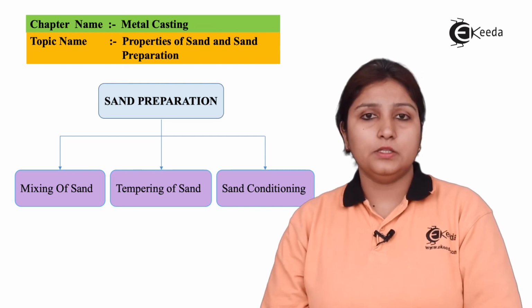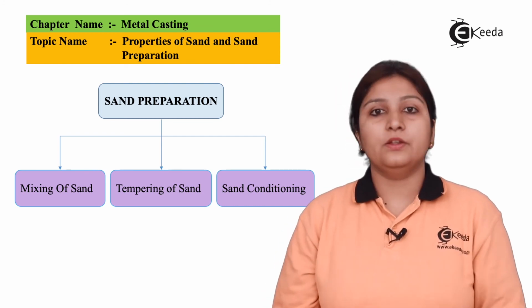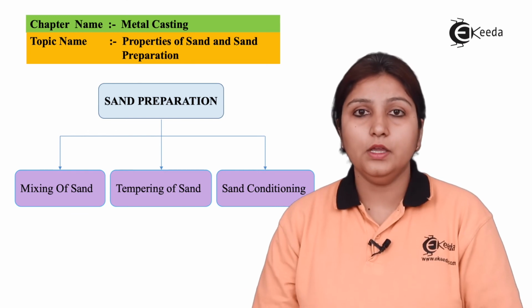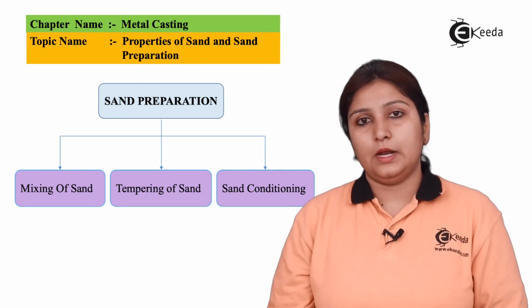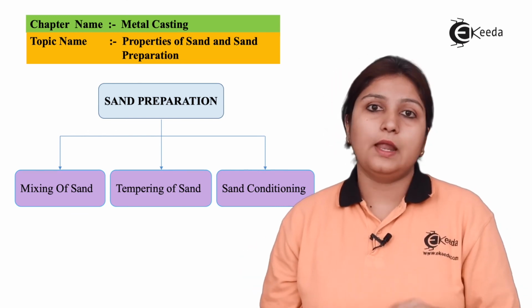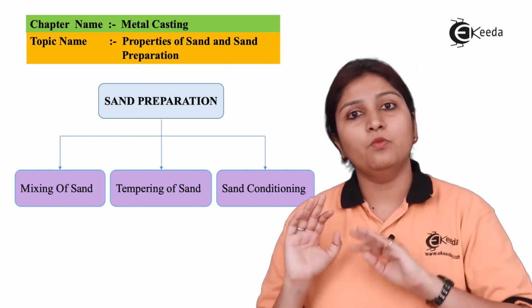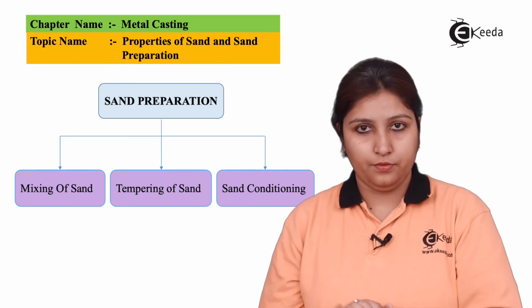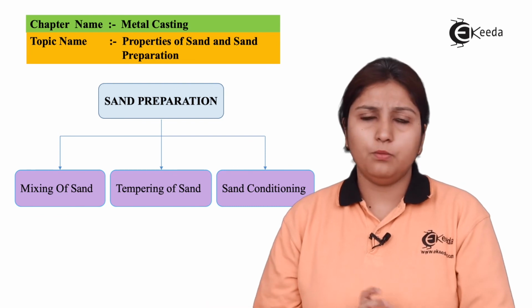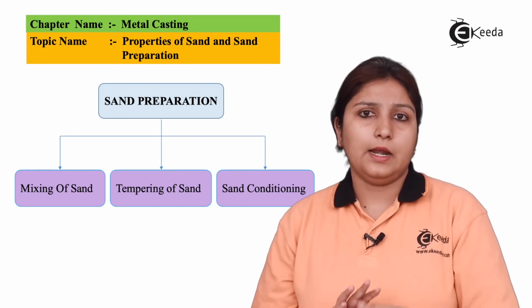So these are the 3 basic parts. One is mixing all the ingredients properly in proper quantity. Then you temper your sand. And then the third part is sand conditioning. In the conditioning part, you remove your excess material by striking it off or by using a blower. A blower is also a very good option for sand conditioning.